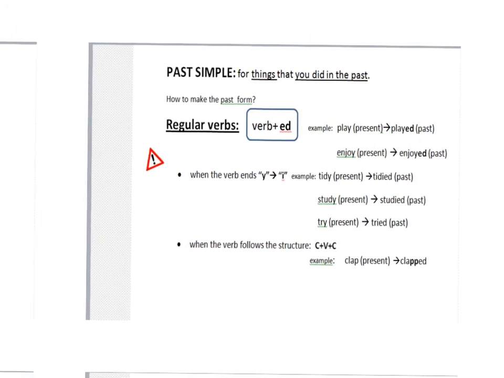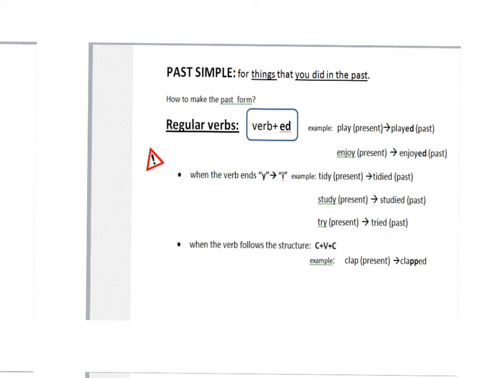Okay, we use the past simple for things that you did in the past, for something that happened in the past. How do we make the past form? Okay, we have two options, guys: the regular verbs and the irregular verbs. We will start with the regular verbs, okay?